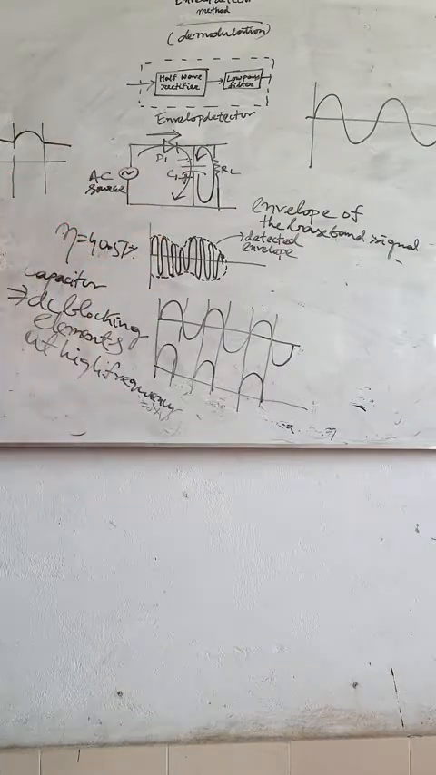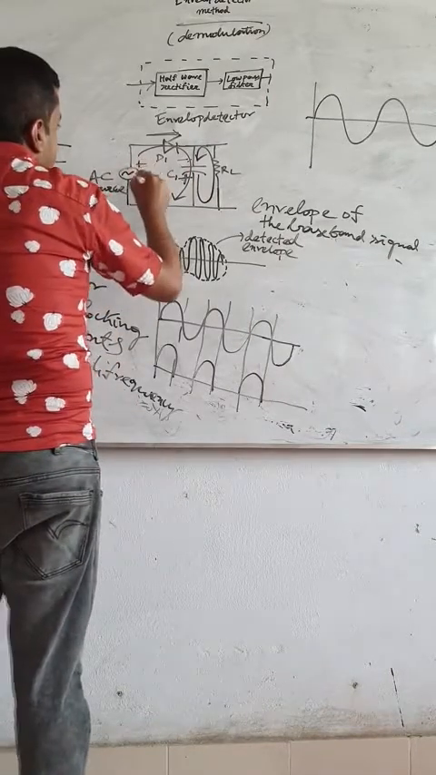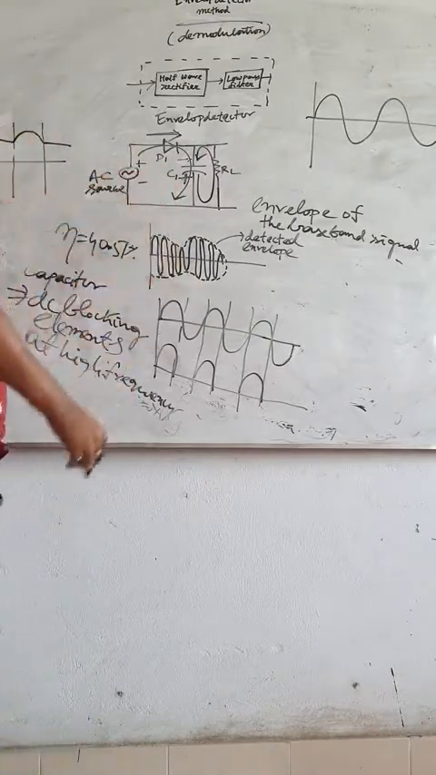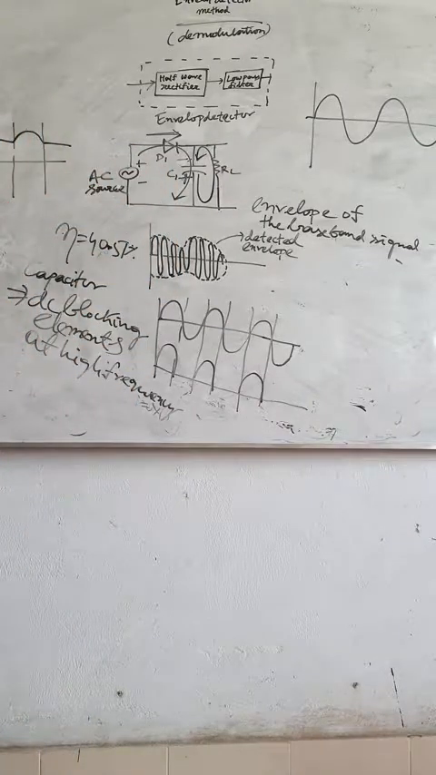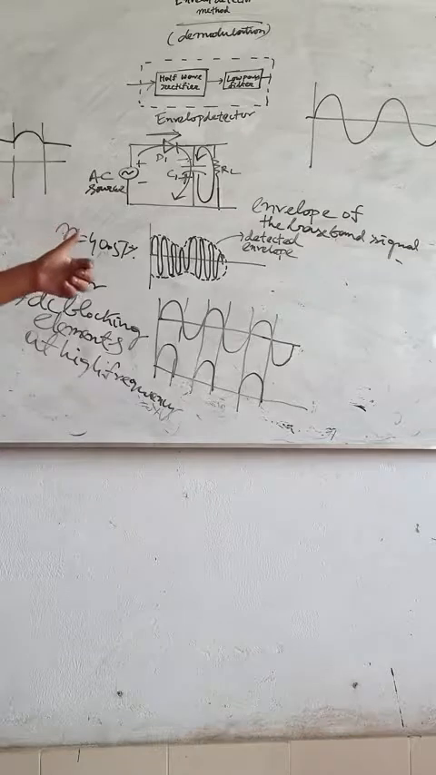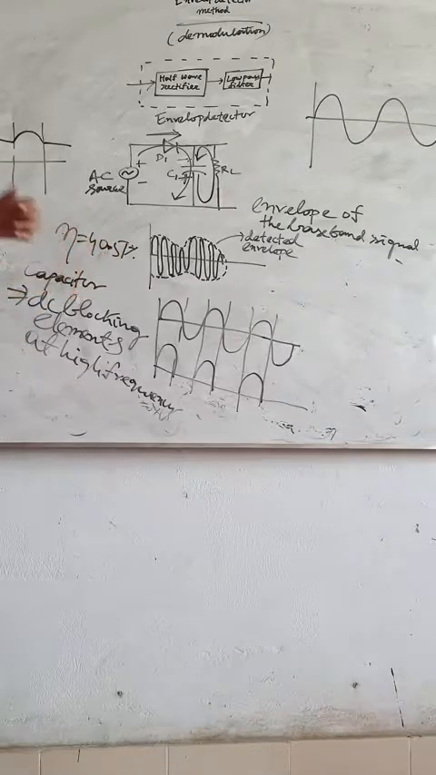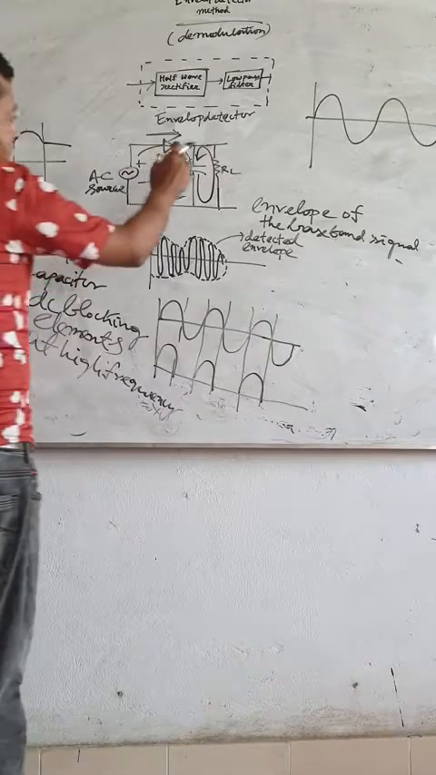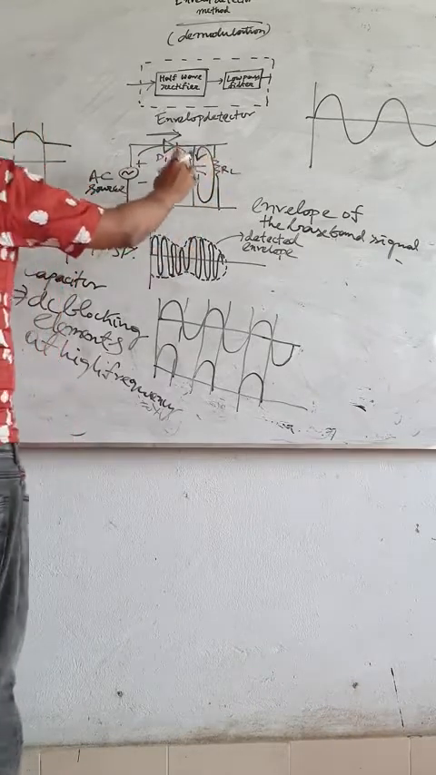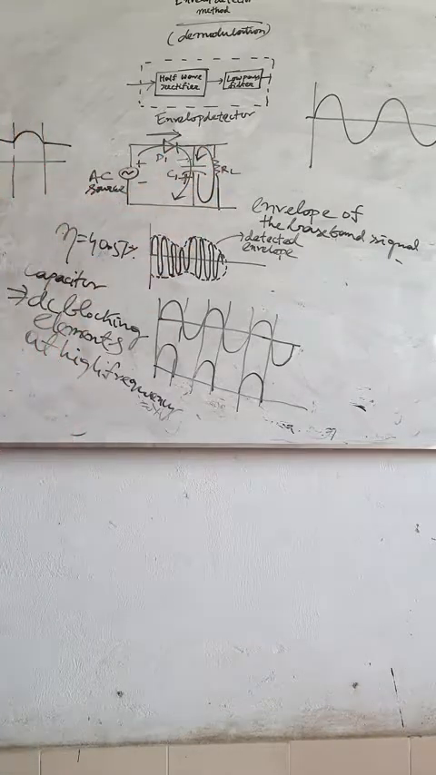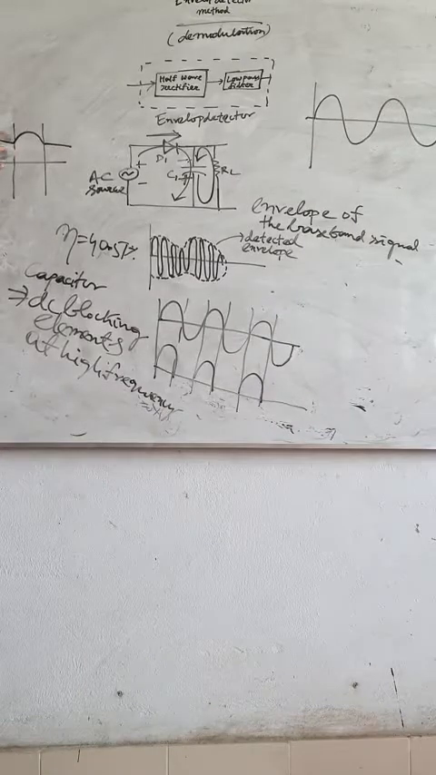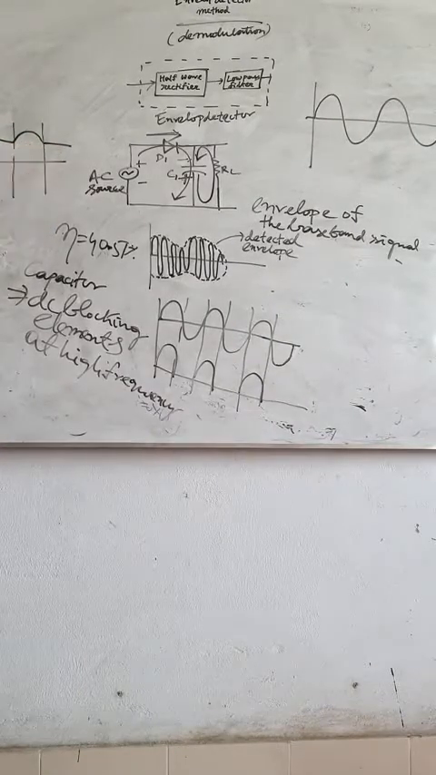Then when the diode is in reverse bias, in the next half cycle of the AC, if the polarity changes in the AC source, the diode will become reverse bias. When the diode becomes reverse bias, this capacitor will start discharging through the discharging path. This is charging, this is discharging. Every charging and discharging has a time constant.